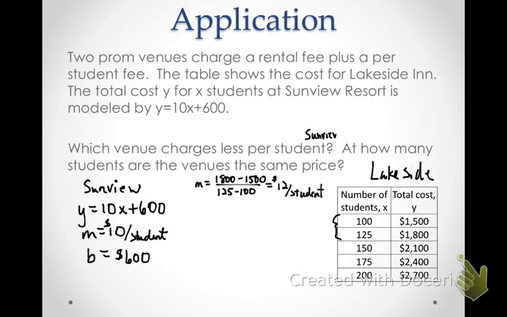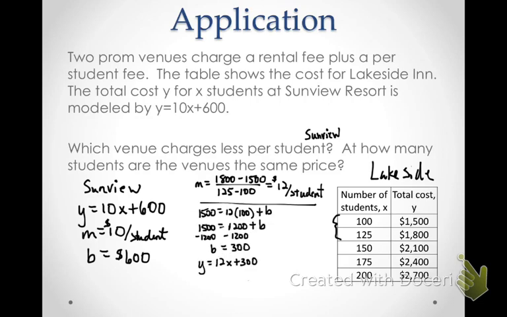Now we'll find the starting amount for Lakeside by finding the y-intercept, the b value. Using the combination of 100 students and the cost of $1500, I plugged into the slope-intercept form of an equation of a line and found that our starting amount, our b value, is $300. So our equation for Lakeside cost is y equals 12x plus 300.